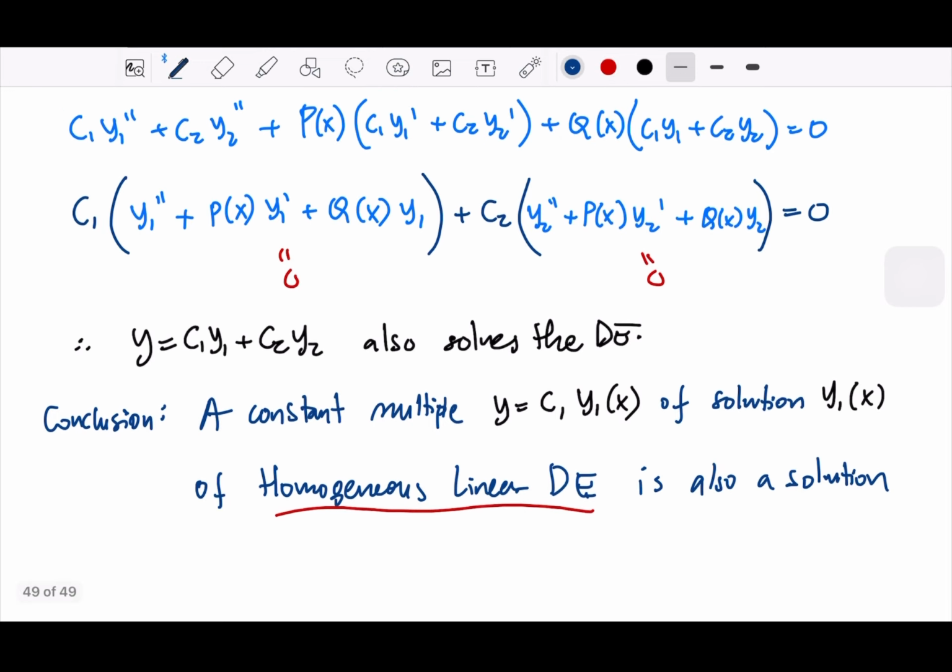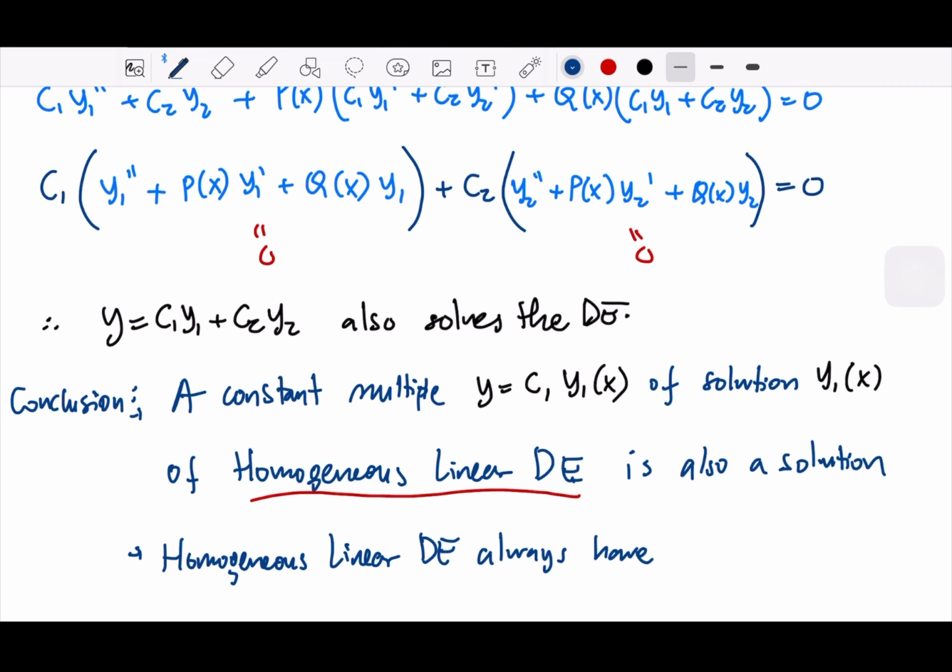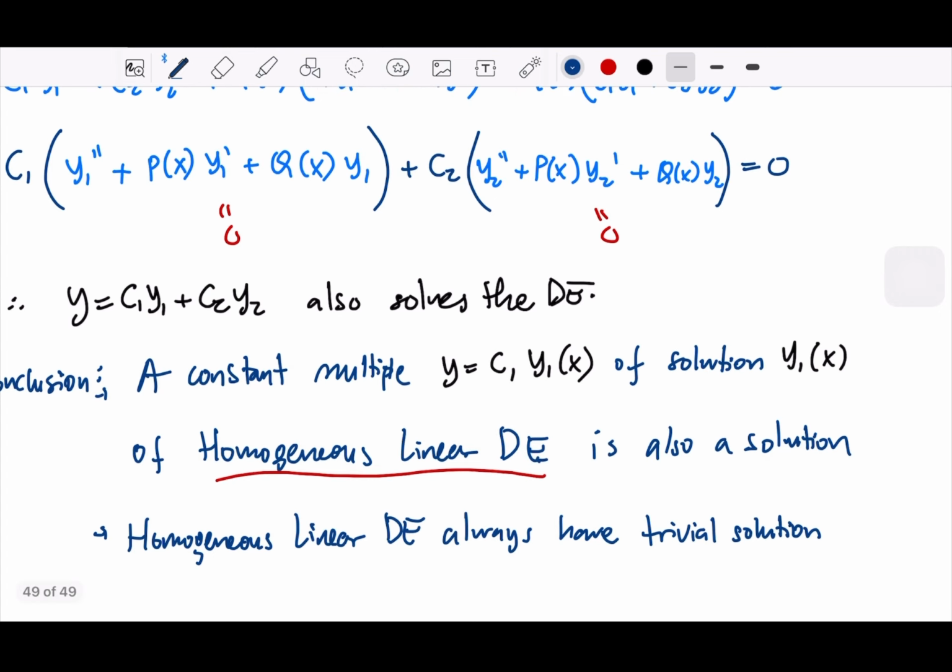And another conclusion, I think from the previous one also, is that the homogeneous linear differential equations always have a trivial solution, which is y equals 0.